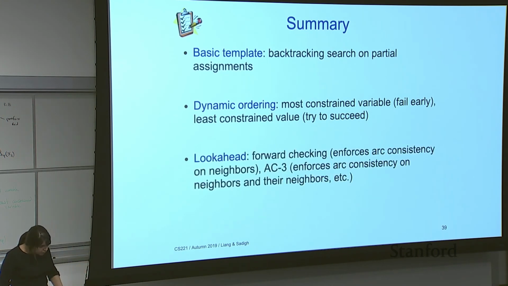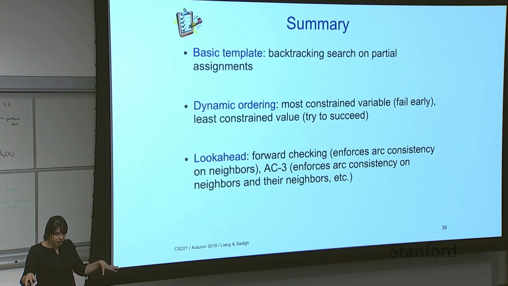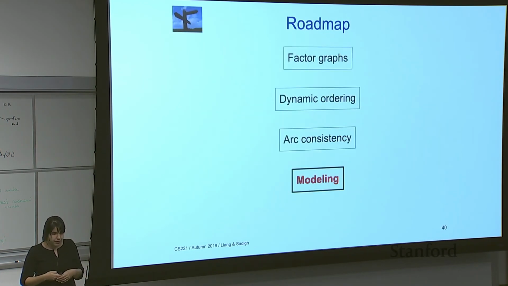And look-ahead is useful. Forward checking is one way of doing it, so it enforces arc consistency only on neighbors. AC3 enforces arc consistency on neighbors and their neighbors, and just goes over all the arcs that we have in the graph. Okay. All right. So that was the set of algorithms I wanted to talk about.